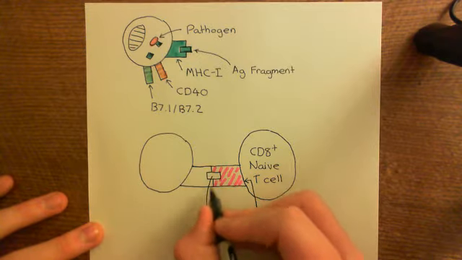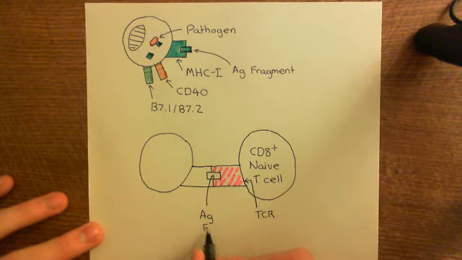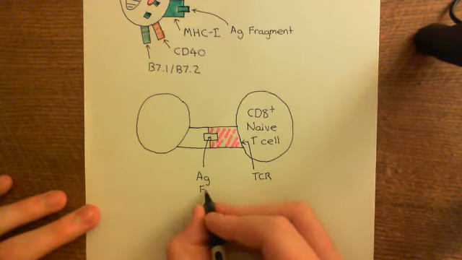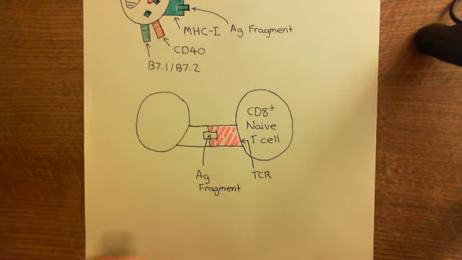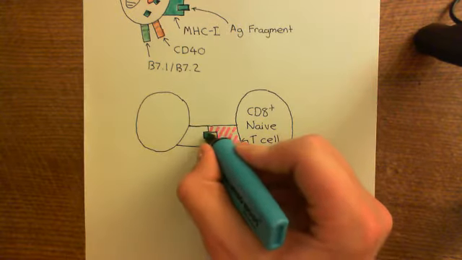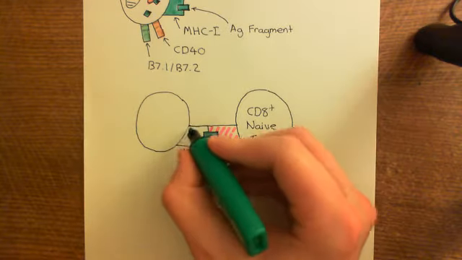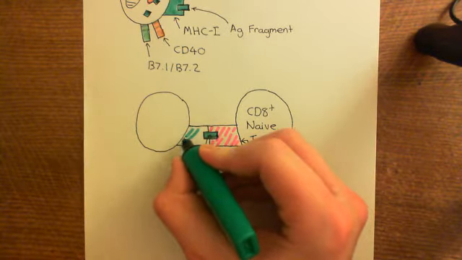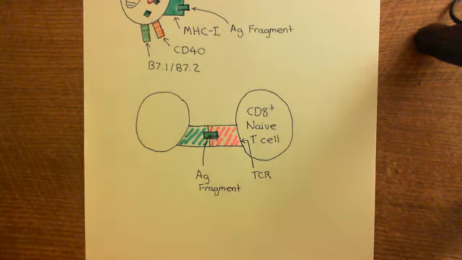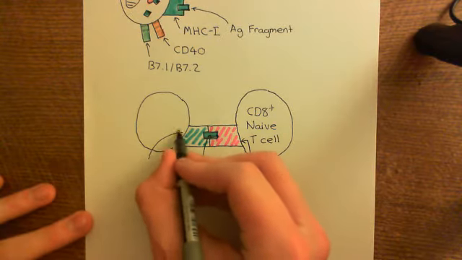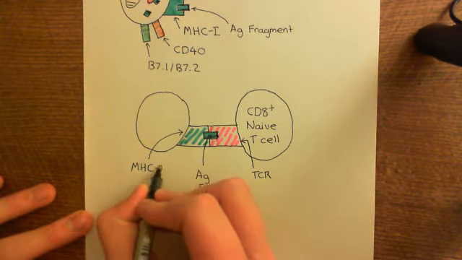Okay, here, this is the antigen fragment, so I'll put this as AG, which is, remember, shorthand for antigen. This is the antigen fragment, okay, and we'll colour in the antigen fragment in blue here. Okay, so this is the antigen fragment in blue, and then the MHC class 1 we'll colour in turquoise here. So this is MHC class 1, okay, which is presenting the antigen fragment on its surface. Okay, so this is MHC class 1, major histocompatibility complex class 1.